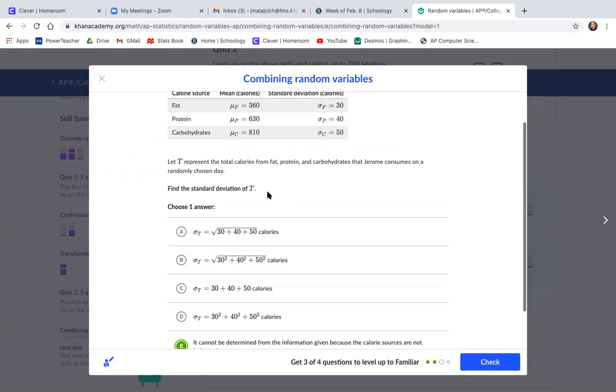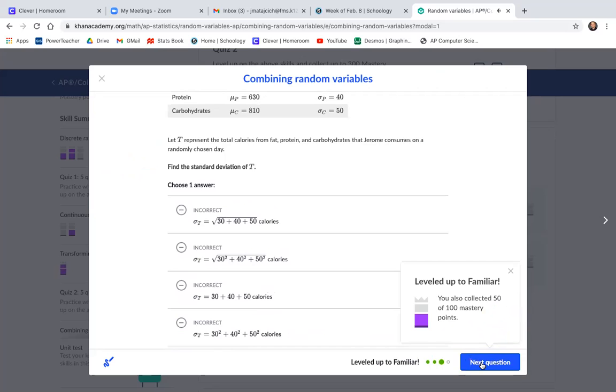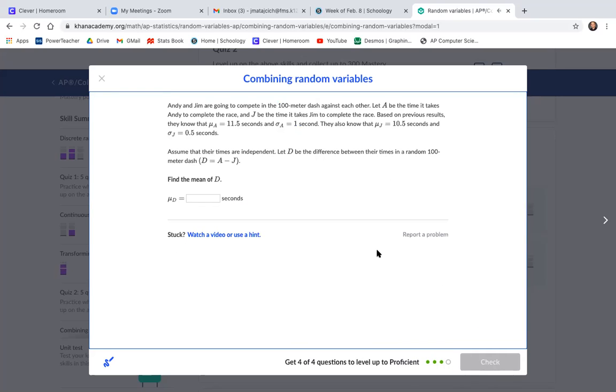Now, if it asked for the mean, we could have done this. We could just add up the mean calories for each variable. The mean doesn't matter. The mean doesn't rely on independence. Just the standard deviation does. Okay, fantastic. We'll try another one.